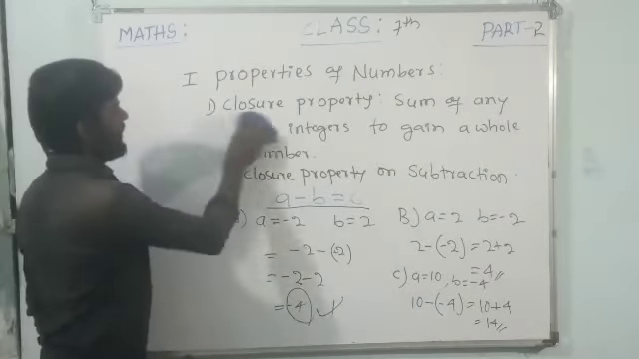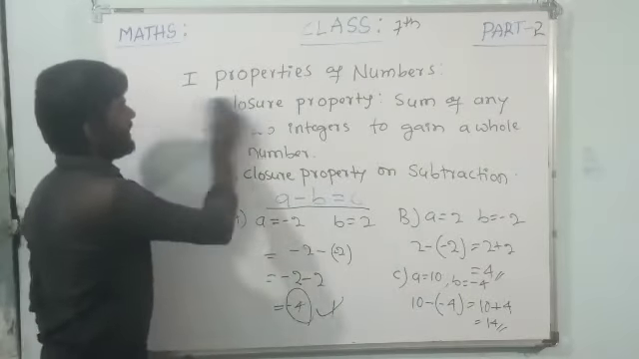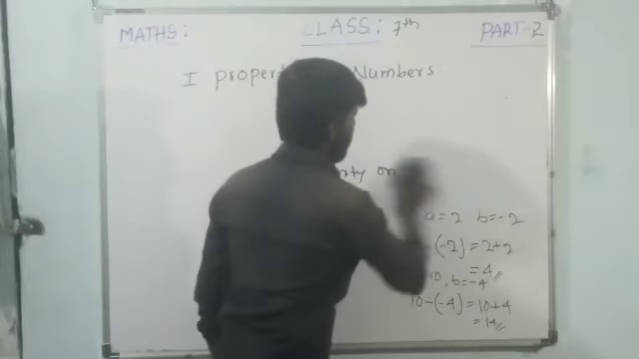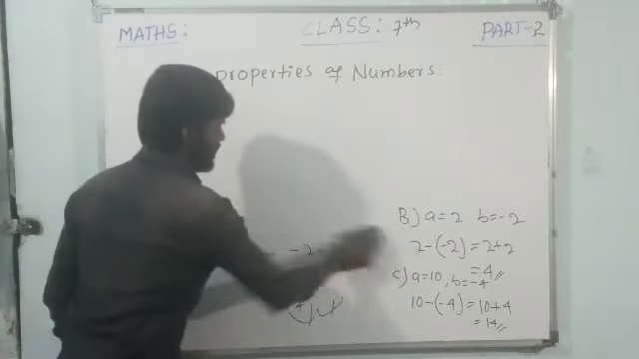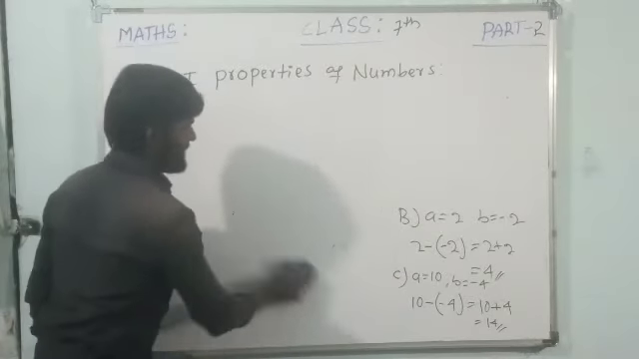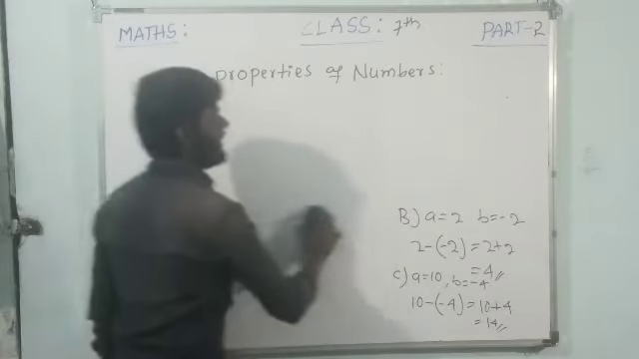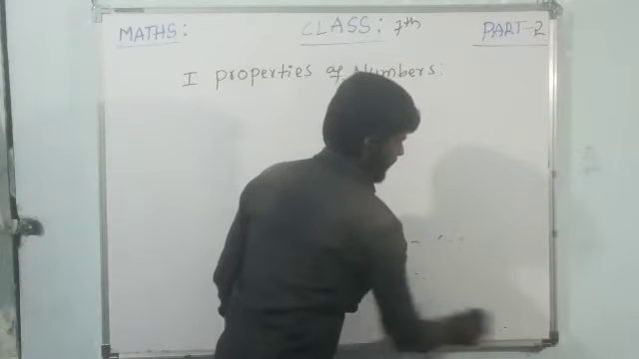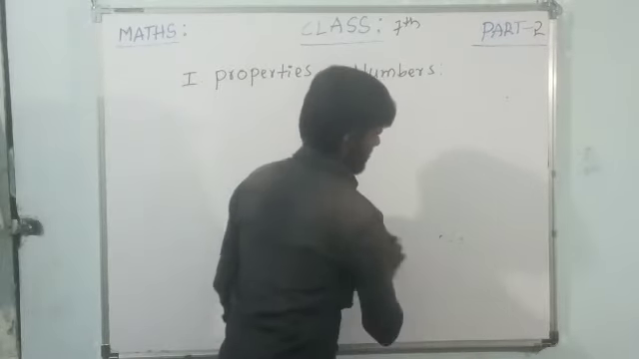The second property is commutative property. The third property is associative property. Then the fourth property is identity or additive identity property. Next one, that is commutative property. This is the second content in our class, that is commutative property.